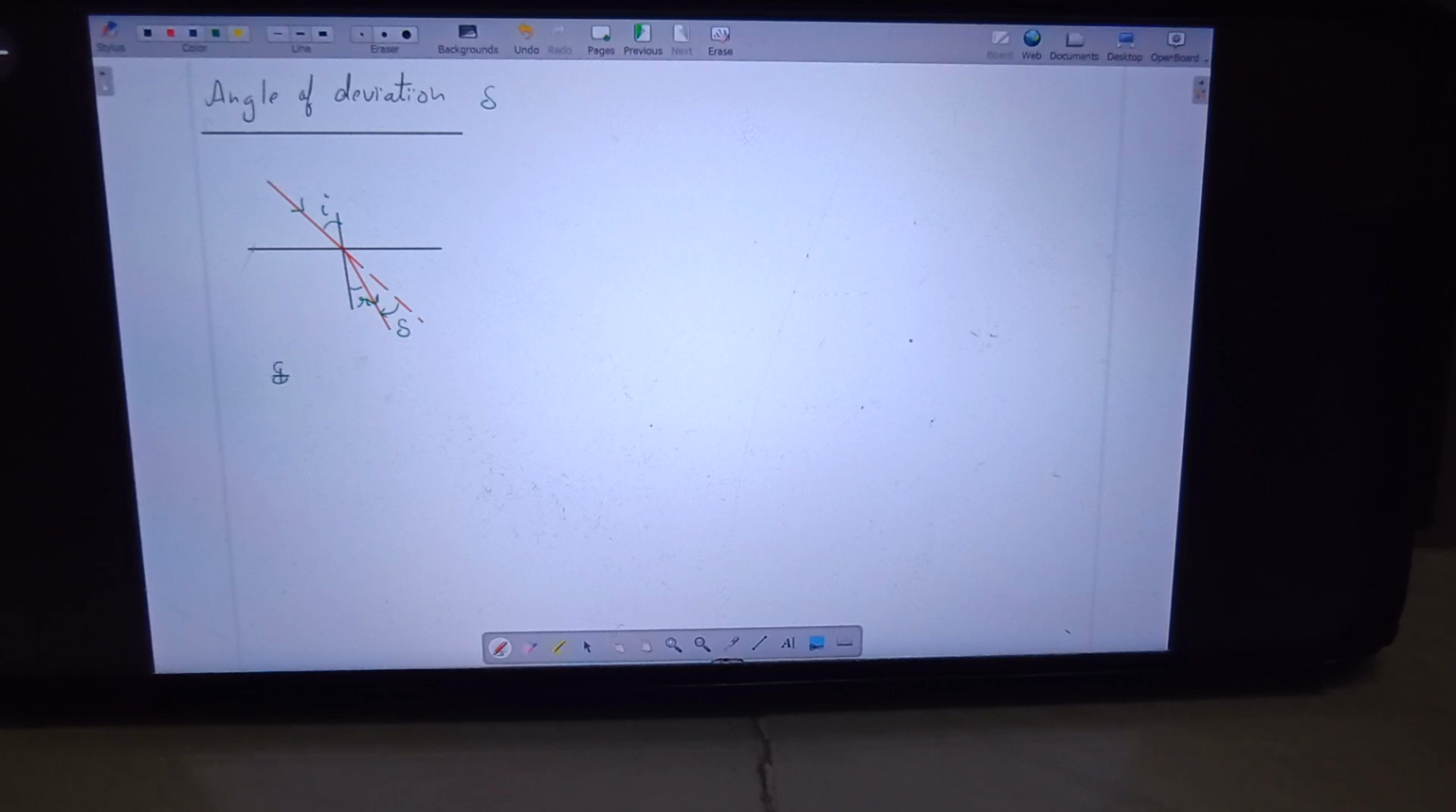Clearly from the figure, delta will be equal to I minus R or R minus I, depending upon whether the light is moving from rarer to denser or denser to rarer. So the angle of deviation will be given as I minus R or R minus I, that means the difference of the two. We subtract the smaller angle from the greater angle to get the angle of deviation. Also, we can get the sense of deviation in a similar way as we have done in the case of mirrors.